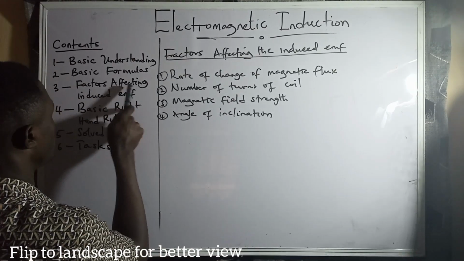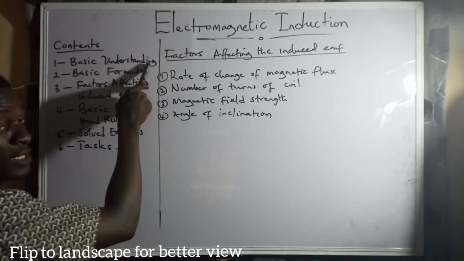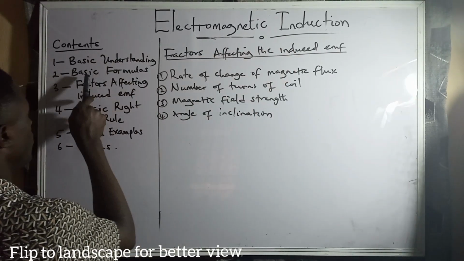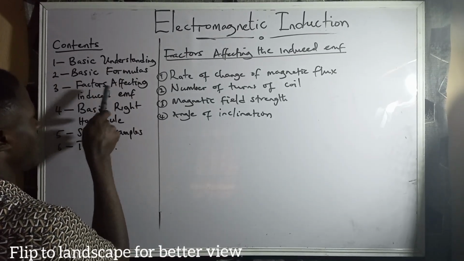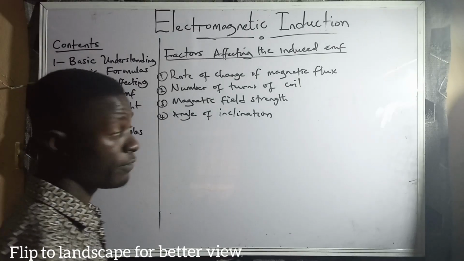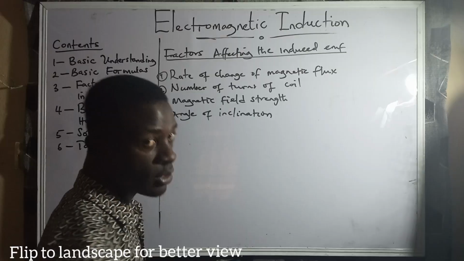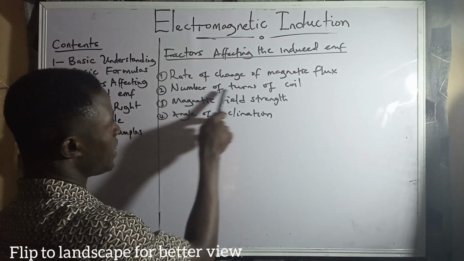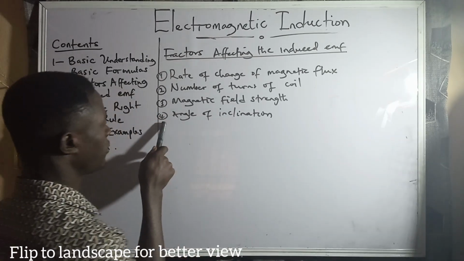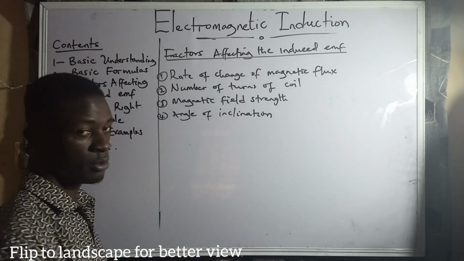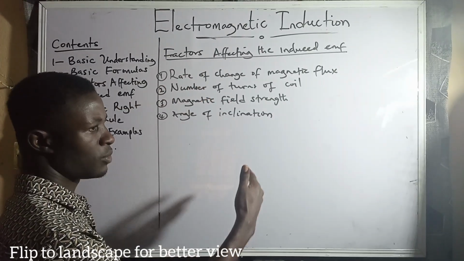Now let's talk about the factors affecting induced EMF. We have discussed the basic understanding of electromagnetic induction and the basic formulas. Now we are on the factors affecting the induced EMF in a coil. The first factor is the rate of change of magnetic flux. The second is the number of turns in a coil. The third is the magnetic field strength. And the fourth is the angle of inclination. I will be explaining where I took this from and what it means.